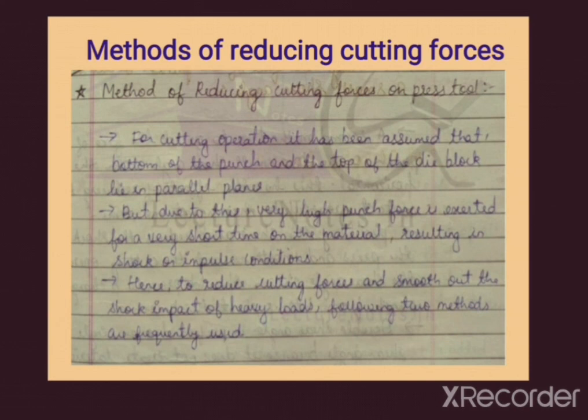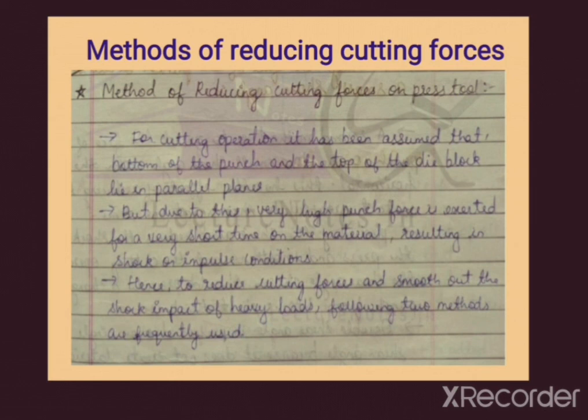In the last lecture we discussed cutting force. Today we discussed stripping force. Depending upon this cutting force and stripping force, the design and calculation for power requirement by the press is calculated. So what is required? Reduction of cutting force is very important. If you reduce the cutting force required, then you can carry out the process with less power, less energy.